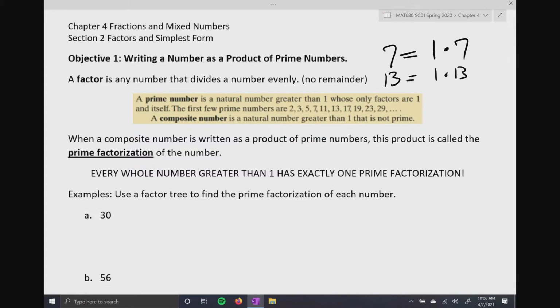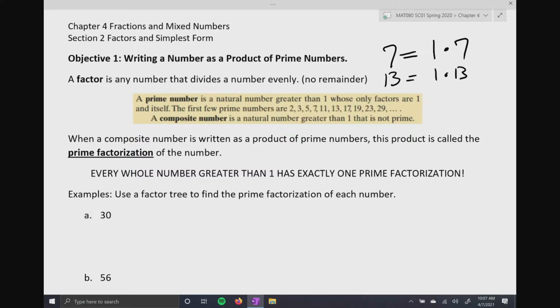I literally just copied and pasted this from our book. The first few prime numbers are 2, 3, 5, 7, 11, 13, 17, 19, 23, 29, and the list keeps going. The list will just keep growing.